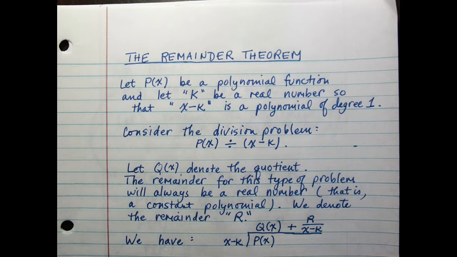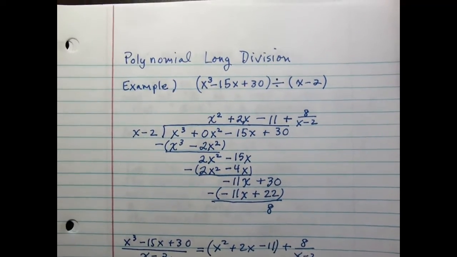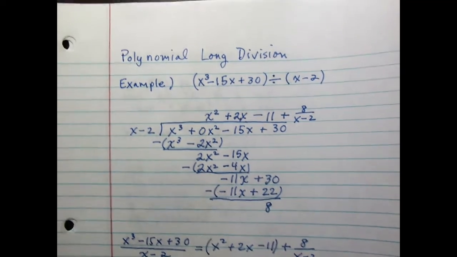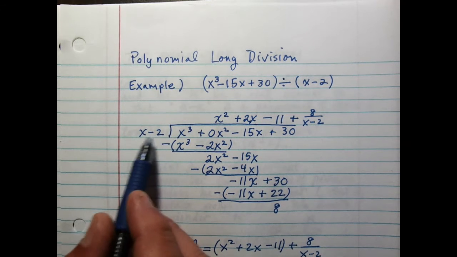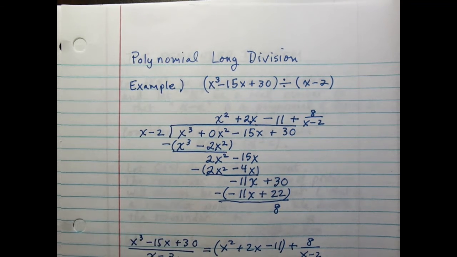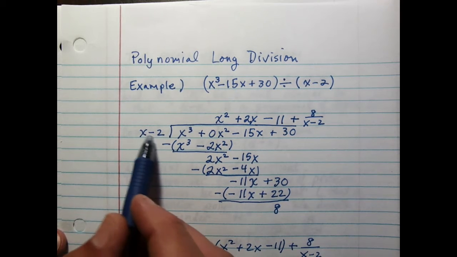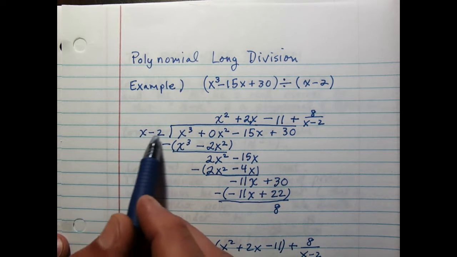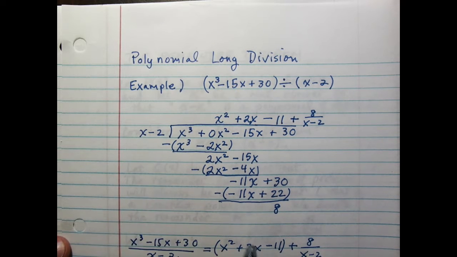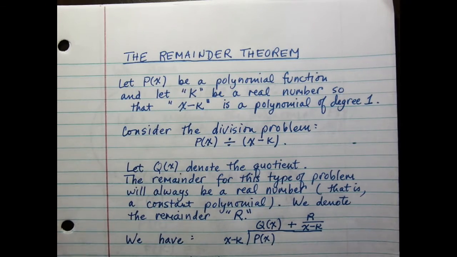And just to bring this to life a little bit, in the previous video we actually did an example. The k is the 2 in x minus 2. x minus 2 is the x minus k. The remainder r is 8. So whenever you divide by a linear polynomial like x minus 2, whatever kind of remainder you get will always be a number. You won't get anything more complicated than that.